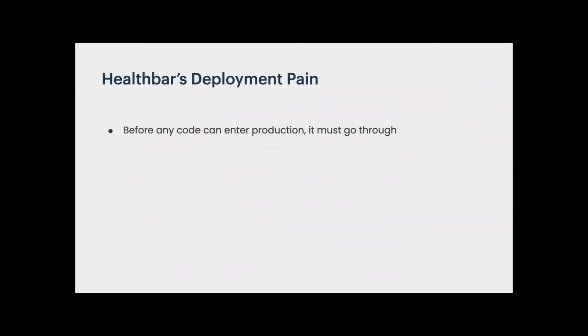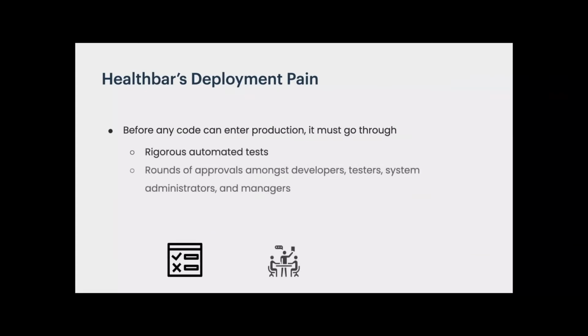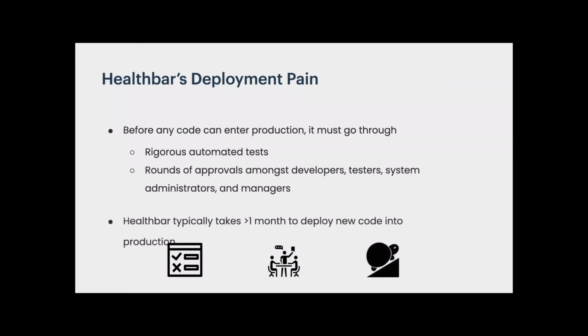This means that before any code can enter production, it must go through rigorous automated tests, rounds of approvals among stakeholders, and this typically takes Healthbar over a month to deploy new code into production, which is slow by industry standard.